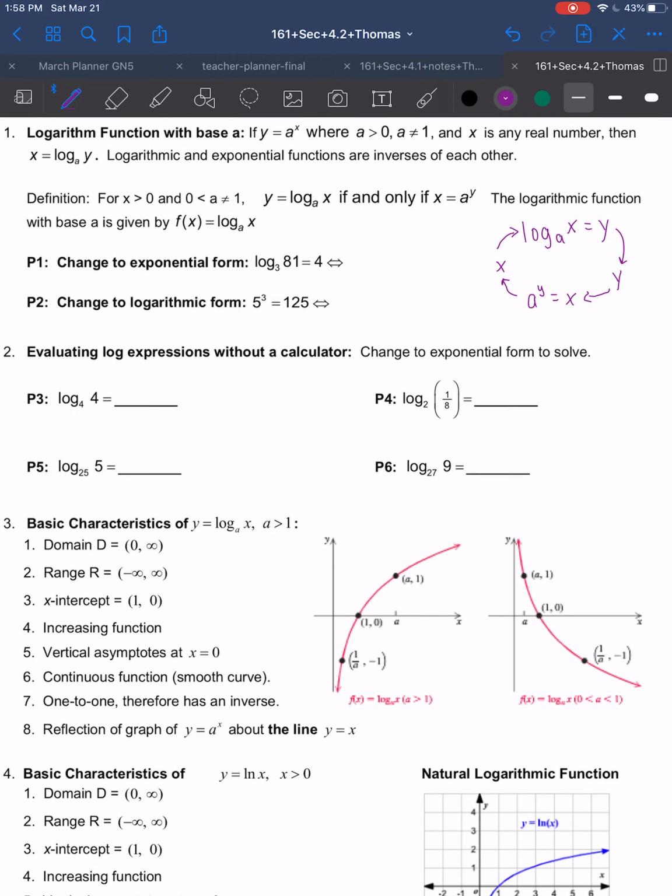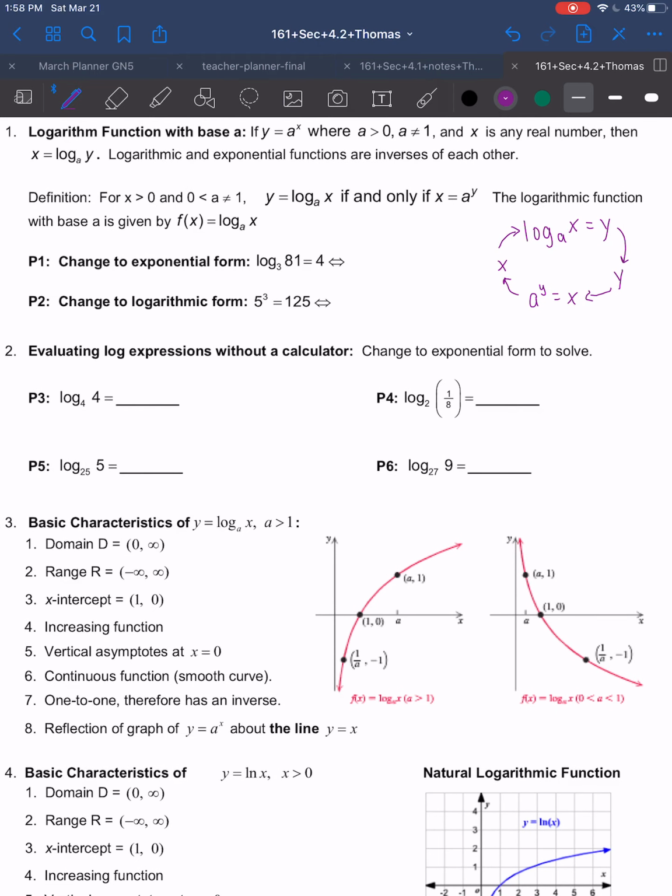We're going to change this first one to exponential form. So we have log base 3, which is a, of x, which is 81, equals y, which is 4. So we're going to say 3 to the 4th equals 81. And then we're going to switch from exponential to logarithmic form. So if I have 5 cubed equals 125, that means that log base 5 of 125 equals 3. So you're just switching them. We'll use that quite a bit.